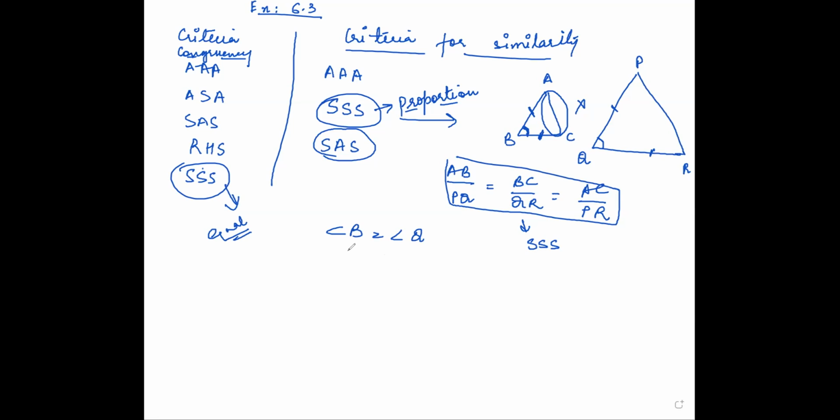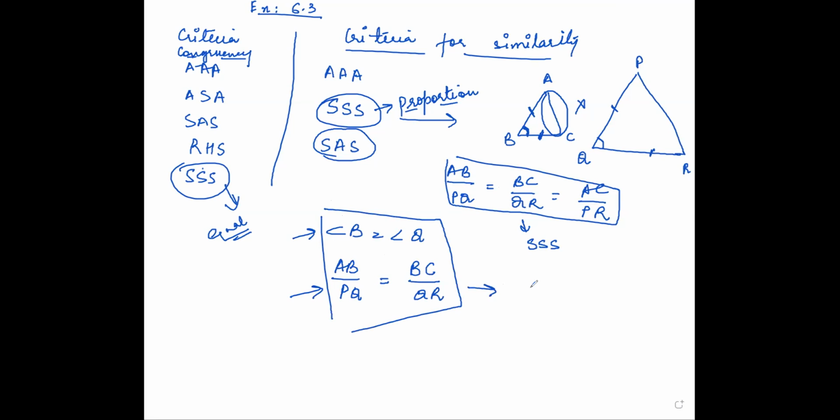So if I get AB divided by PQ is equal to BC divided by QR, and these two conditions are satisfied, that is, one angle is equal and two sides are in proportion, then this criteria is called SAS criteria. Getting it?